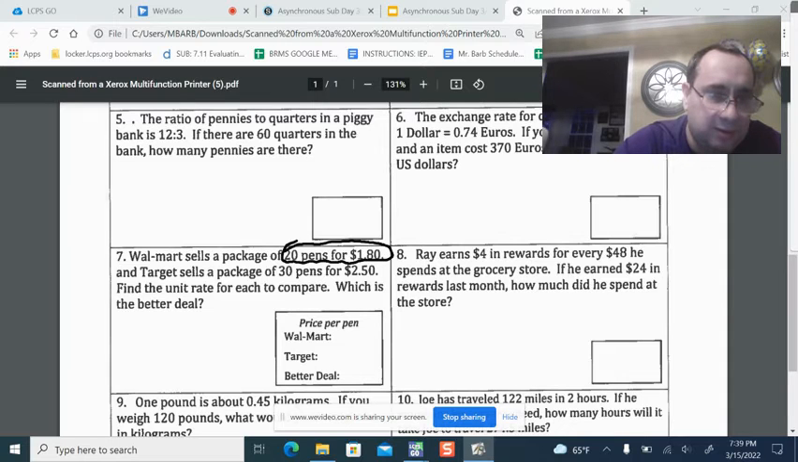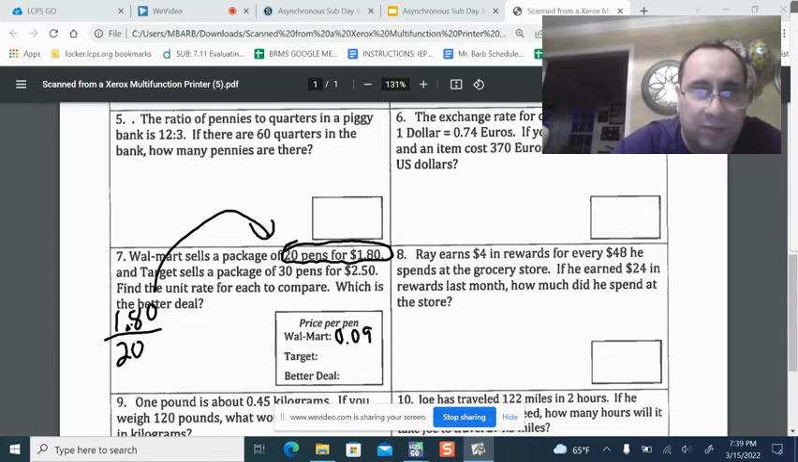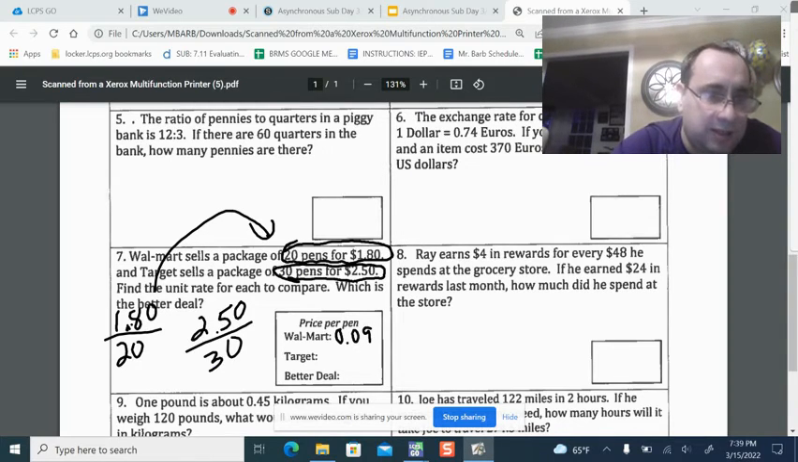$1.80 divided by 20 and you get 0.09. 9 cents a pin. So all I did, I'll write it over here for you, $1.80 divided by 20. Okay, right there. Now I want to know how much Target sells their pins for. So 250 divided by 30. Let's try that and see.